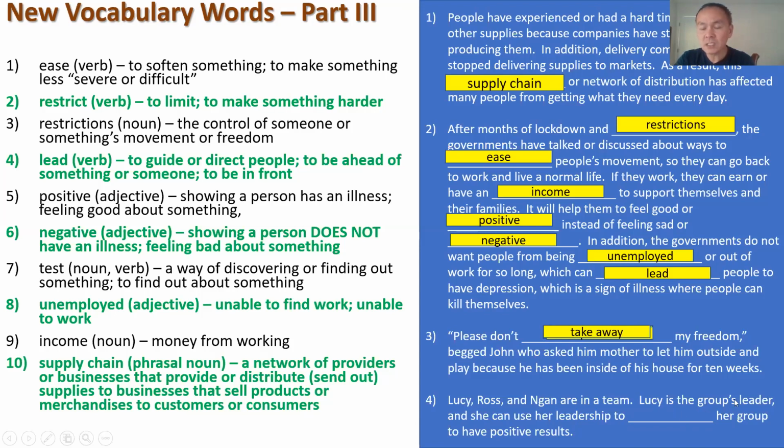Lucy, Ross, Nung are in a team. Lucy is the group's leader. She can use her leadership to do what? To lead, okay? So you can have these words, the same, okay? So to direct, to help, okay? So how many did you have correctly? If you have them all correct, you are perfect, okay?